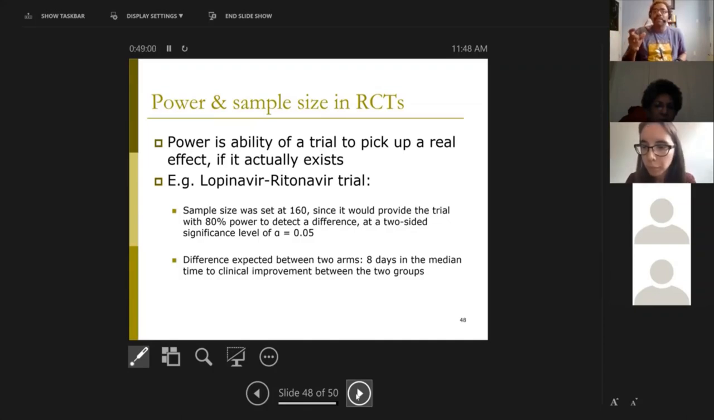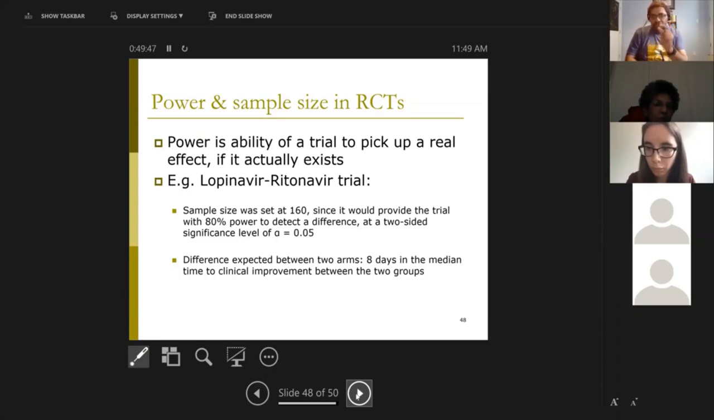And the difference they wanted to see between the two arms was 8 days in median time to clinical improvement between the two groups. Okay, an 8-day time difference in clinical improvement is what the trial was hoping to find, right? So power means, does the trial have enough subjects in both arms to pick up a real difference if it actually exists, right? If the real difference between the two arms is small, say a 10% reduction in mortality, 5% reduction in mortality, or a 1-day difference in clinical improvement, then you will need a massive trial to pick up that small difference. That's the general rule.